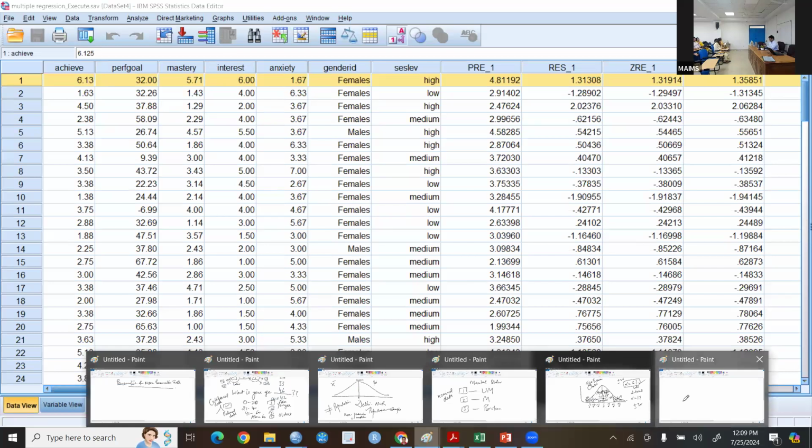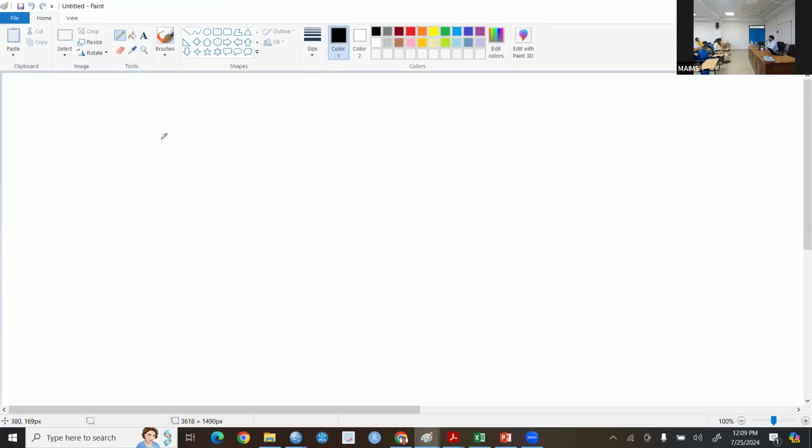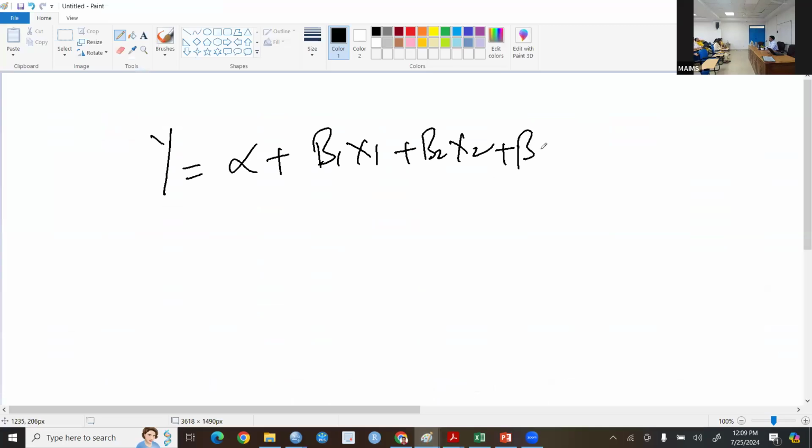Look at this. y is equal to alpha plus beta 1 x1, beta 2 x2, how results are written like this, plus beta 3 x3 plus beta 4 x4 and beta 5 x5. Okay. Y is my CGPA, the student's CGPA. It is dependent upon what? Look at your file.